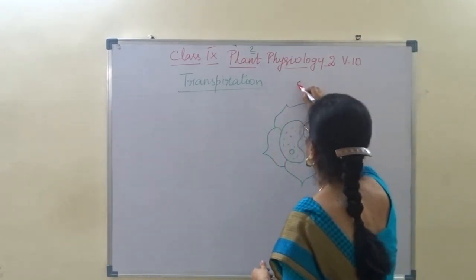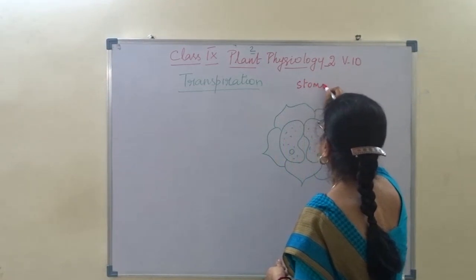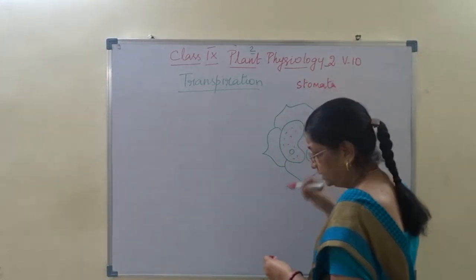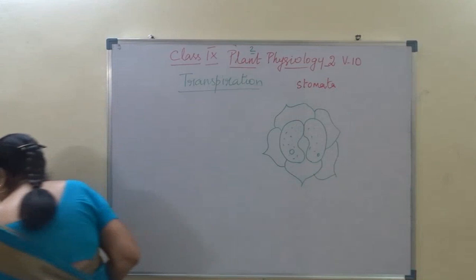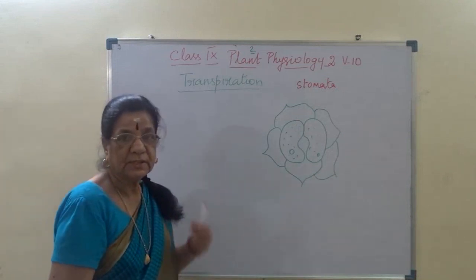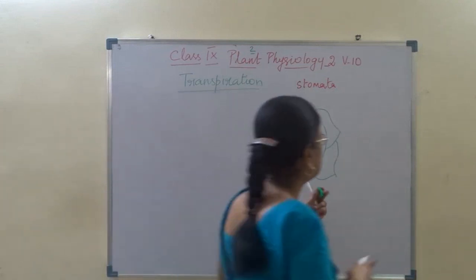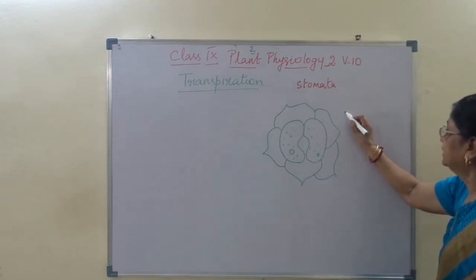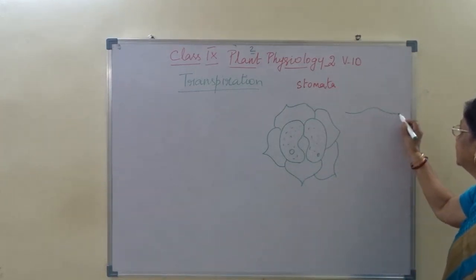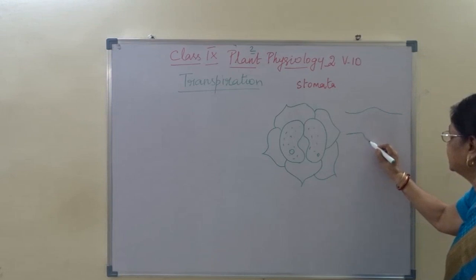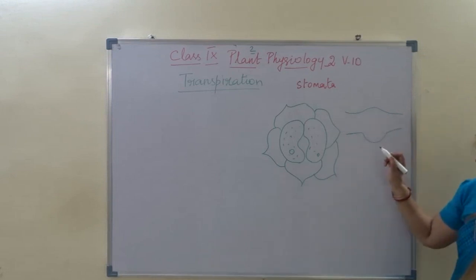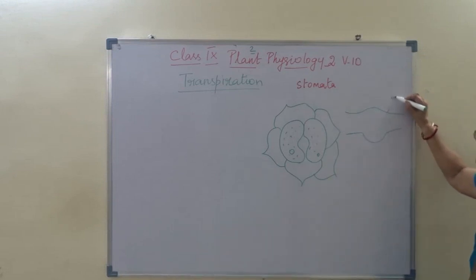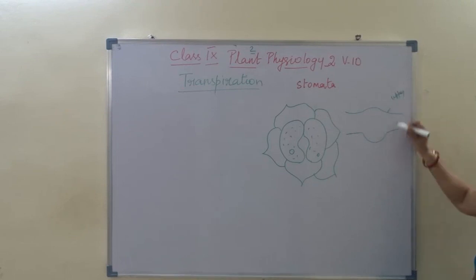Now this transpiration mainly takes place through a structure called stomata. Stomata are present on the green leaf. Now when we take a cross section of a leaf, we get a structure like this. This is the upper epidermis. This is the lower epidermis.